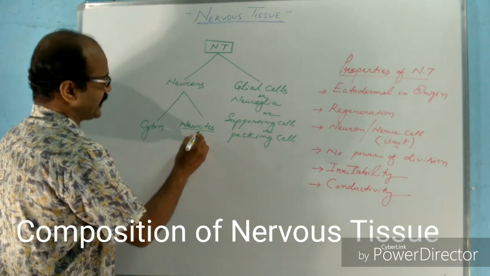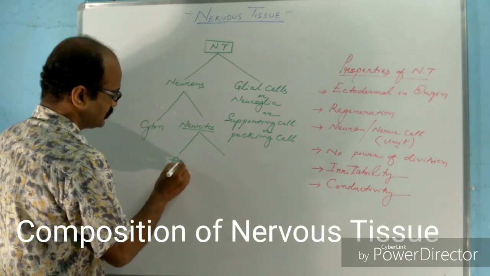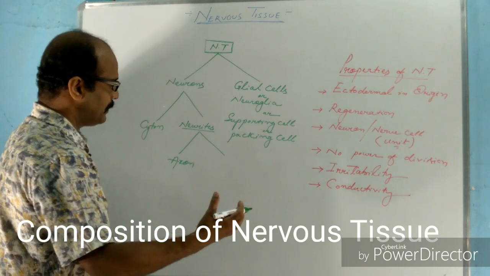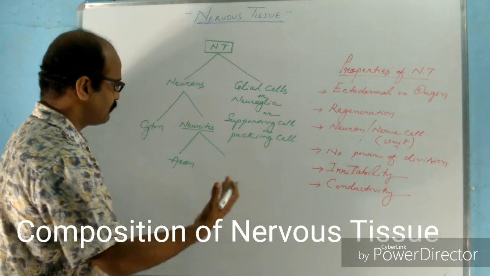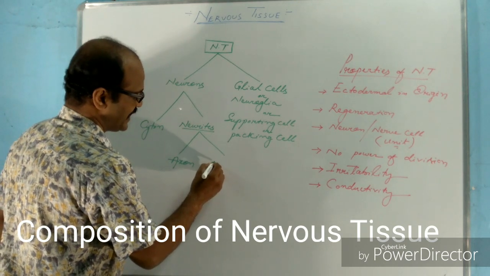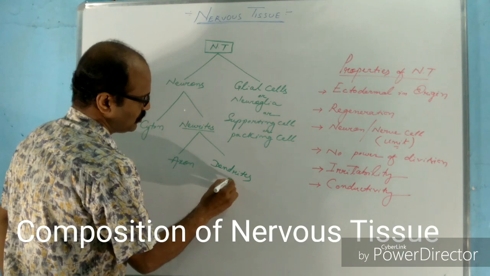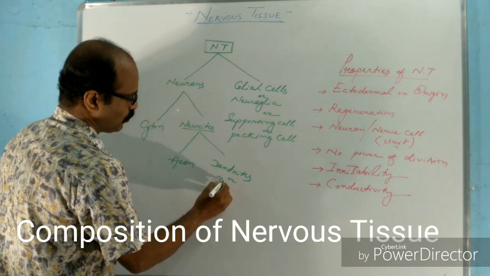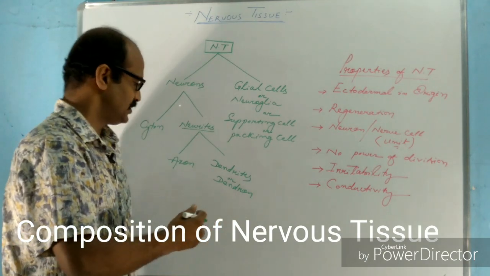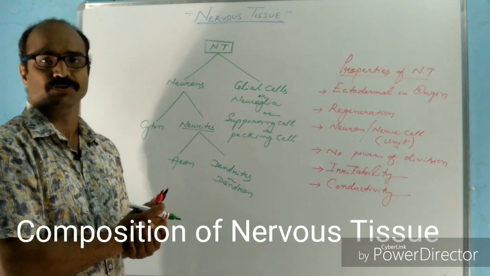These neurites are again of two types. Some are unbranched. This is known as the axon, and some are branched processes present in the neuron. These are known as the dendrites. Dendrites, or you may write dendron also. Dendrite or dendron. So this is the composition of nerve tissue.